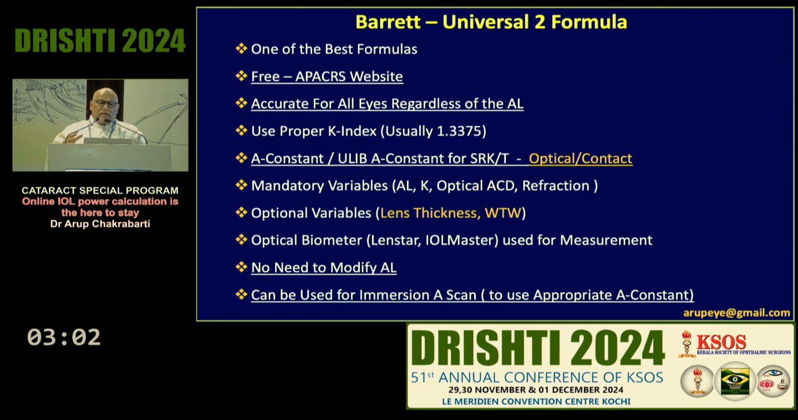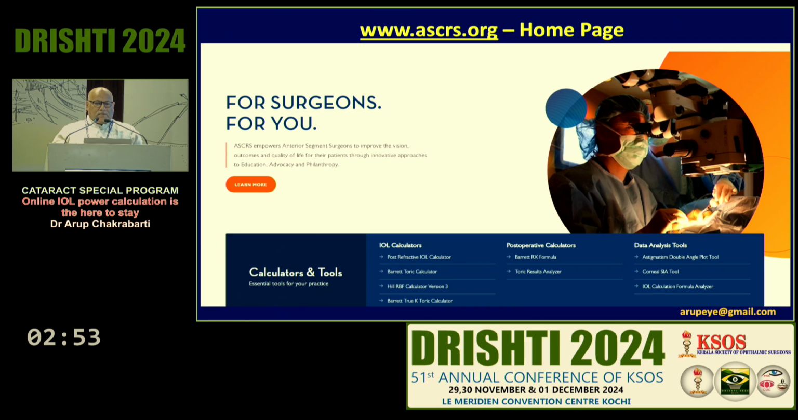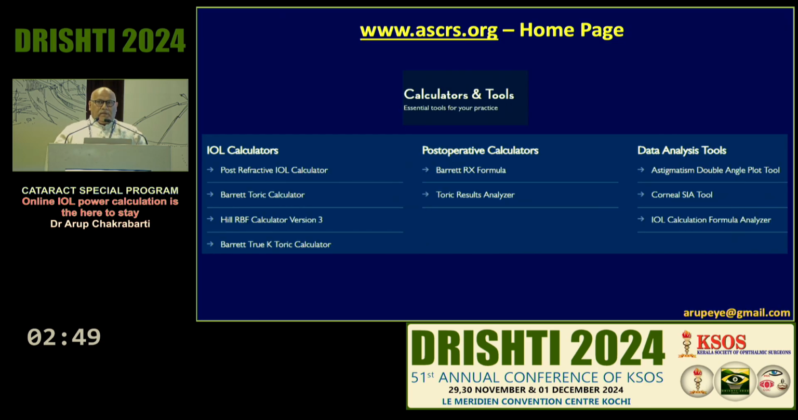And if you have used an ultrasonic biometer to get your axial length, you can still use the Barrett Universal 2 formula by adjusting your A constant. ASCRS.org has a lot of fields on the calculators, an entire page on calculators and tools. So here I really like the post-refractive IOL calculator, and the Hill RBF calculator version 3 is again available here, then the toric results analyzer.